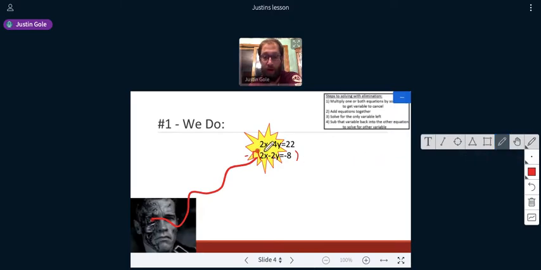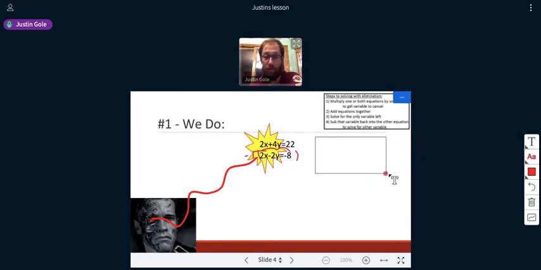-1, and I have to distribute that to every number. I'm going to rewrite my system of equations right here. 2x plus 4y equals 22. That's the same. Now, I multiplied everything on the bottom by -1. So negative 2x plus 2y equals 8.